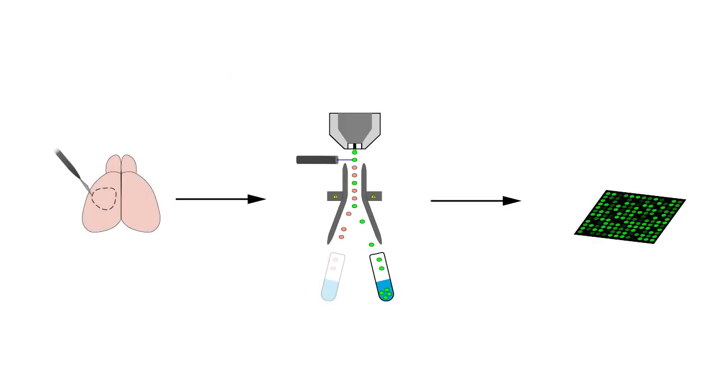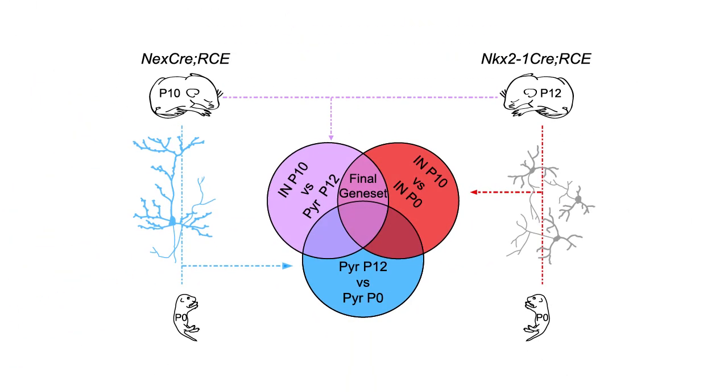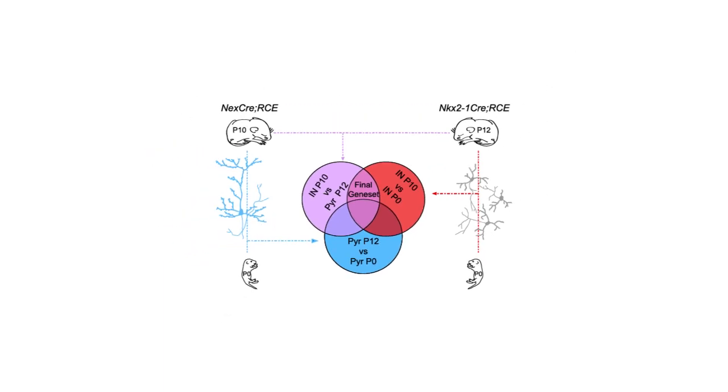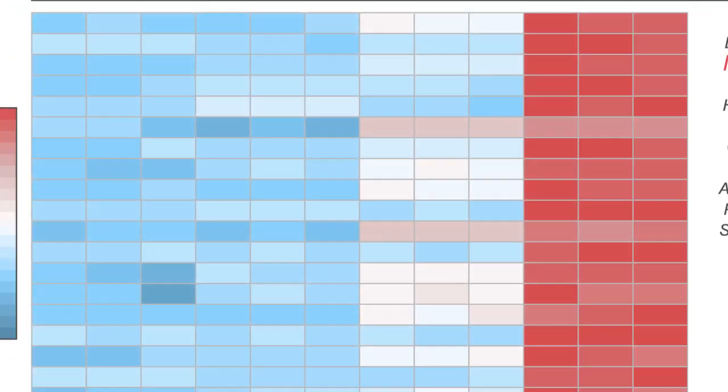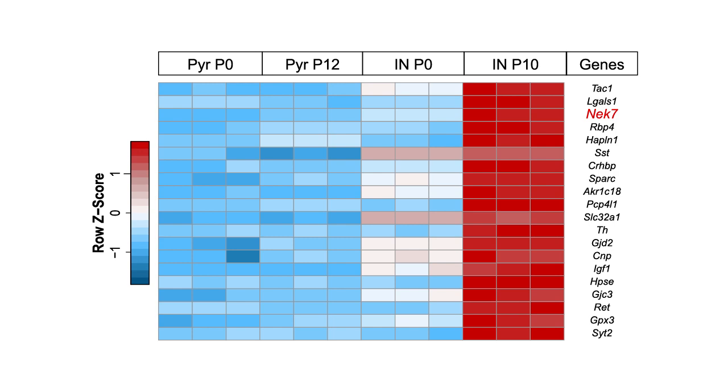We use FACS to isolate cells, and later on ran transcriptomic analysis. More specifically, we labeled pyramidal cells and interneurons using mice reporting these populations with GFP, and compared the gene expression levels of the different conditions. We identified a gene set of 133 genes specifically expressed in interneurons during wiring.